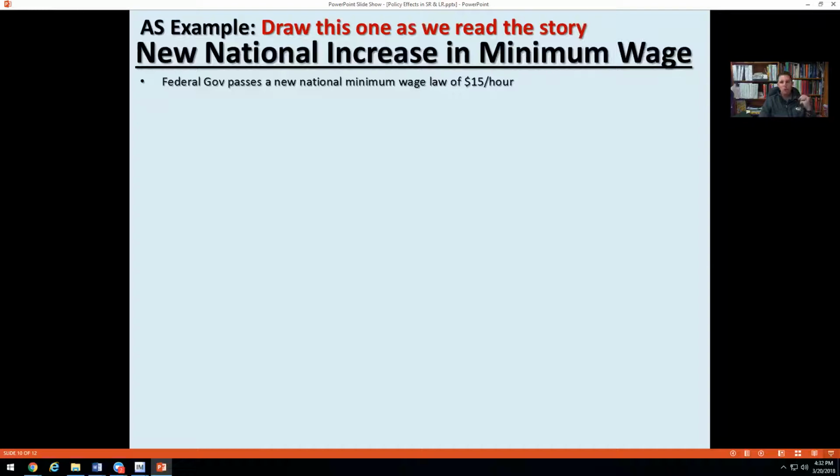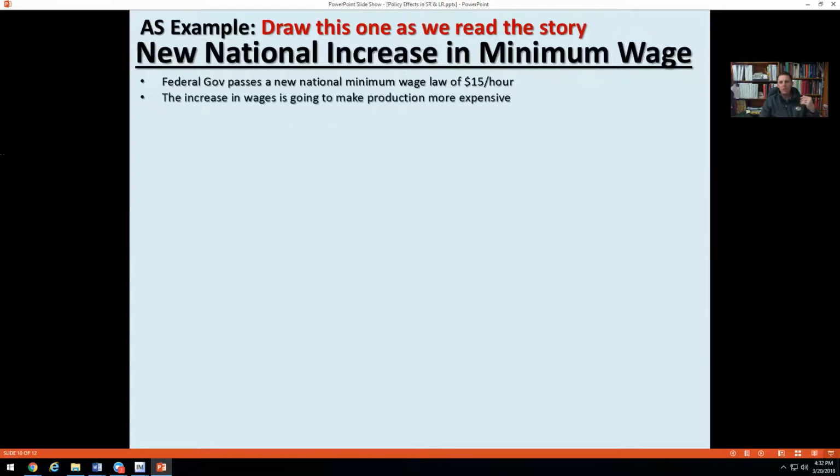The federal government passes a new national minimum wage law. That has nothing to do with government spending, has nothing to do with taxes. So it is not fiscal policy. And we're certainly not talking about the Federal Reserve, so it is not any of the three tools of the Fed. Okay, so it is not AD shifting, it is AS shifting.